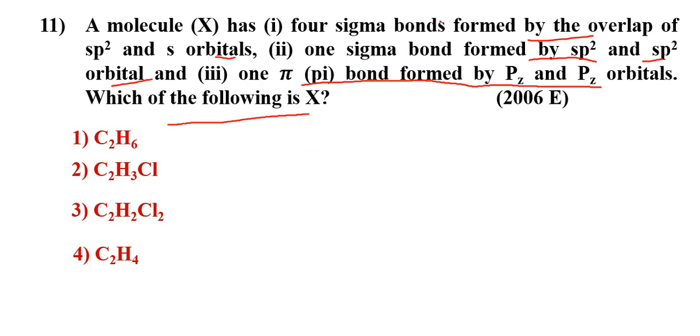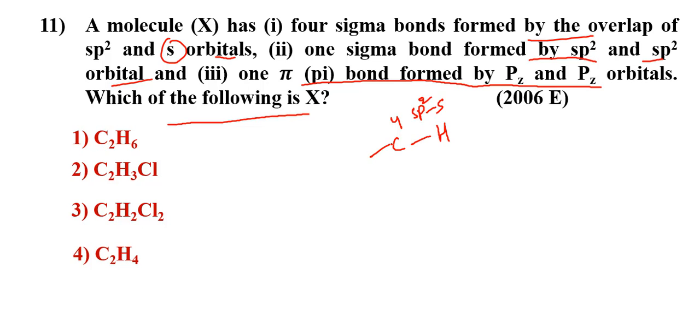4 sigma bonds formed by overlap of sp2 and s. The s orbital means that is hydrogen. How many hydrogen bonds are there? C–H bonds, there are 4. Yes, 4 C–H bonds are there. This is sp2s.